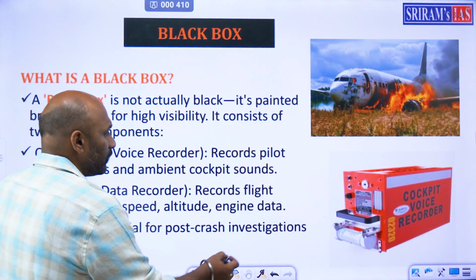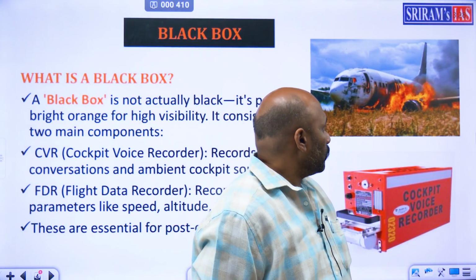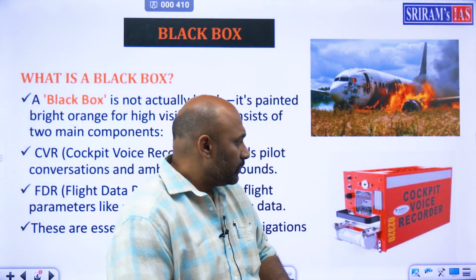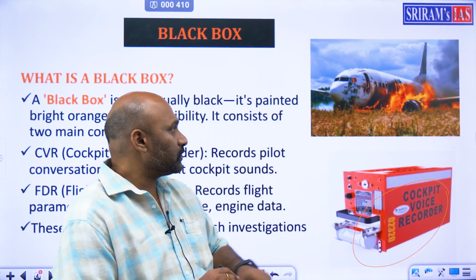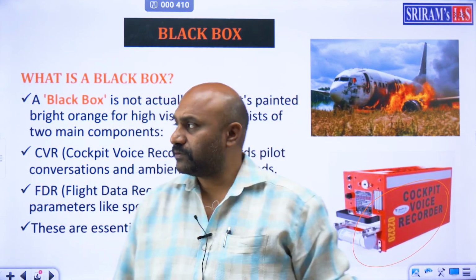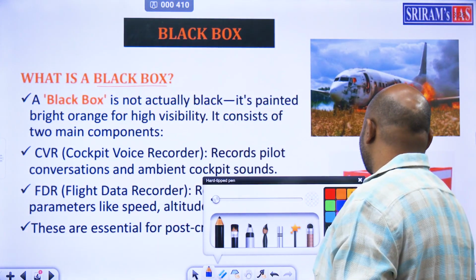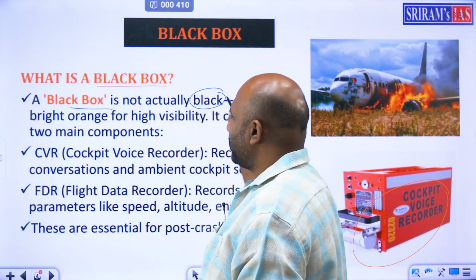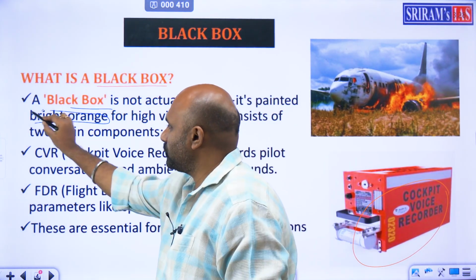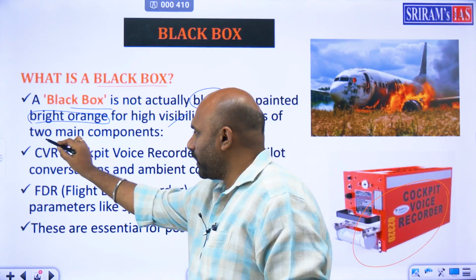What are the concepts involved? Let's have a quick glance. So here, look at this cockpit voice recorder. This is how the cockpit voice recorder looks like, and that's the flight crash. So what is this black box? Let's have a quick review. The black box is not actually black, but it is painted bright orange for high visibility. And it has two main components.